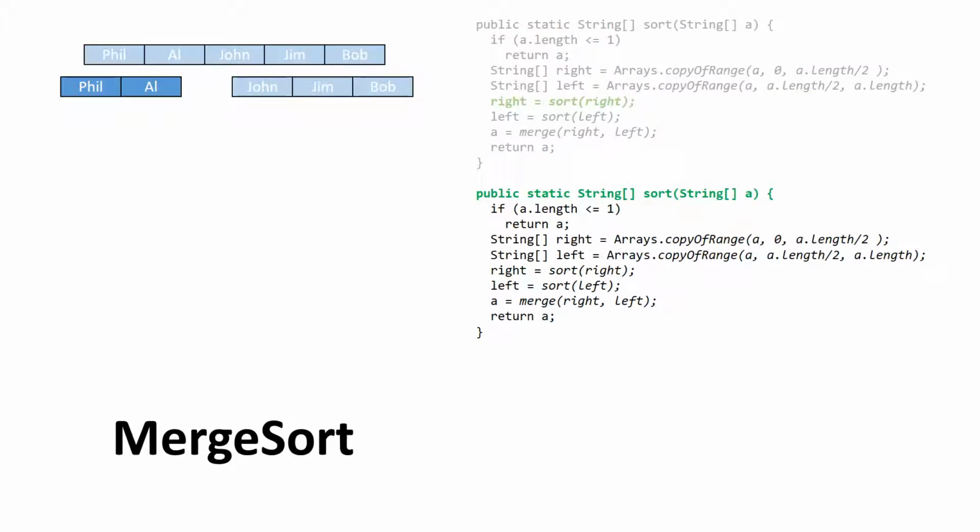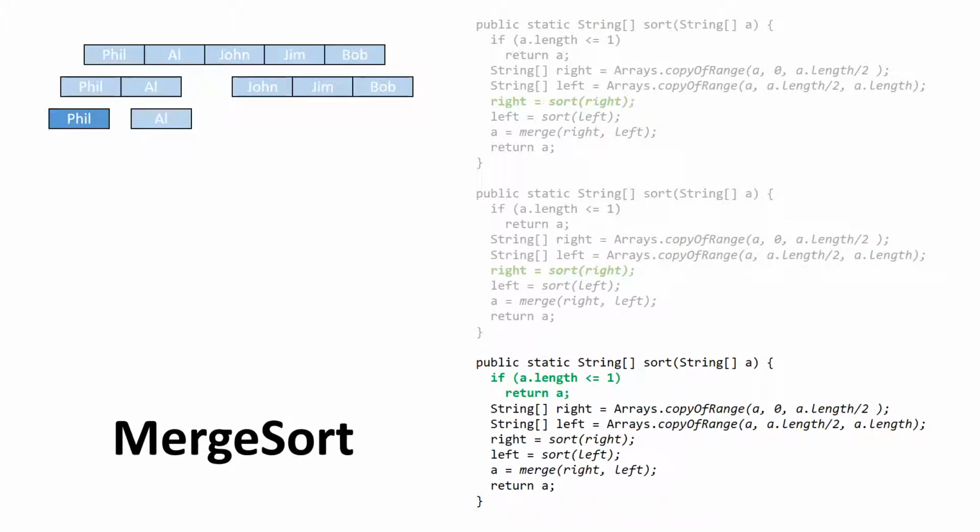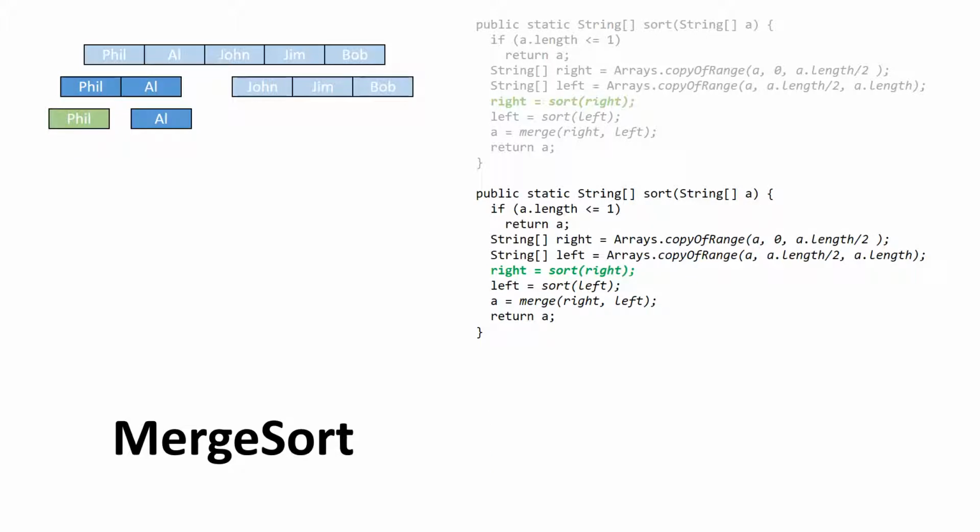We get a second copy of the sort routine now, and it's only looking at those first two items. It's bigger than one still, so we make two copies. And again, we call sort recursively again. This sort is now looking only at fill, an array of length 1, and so it simply returns that array of length 1 back to the previous copy of sort. So in our previous version of sort, the right side is now sorted.